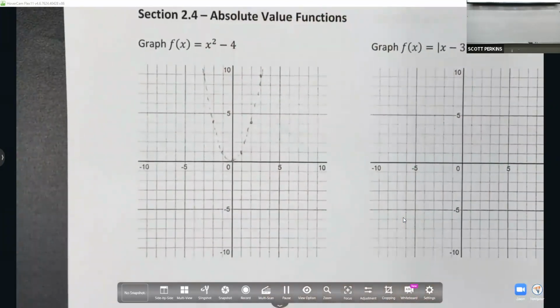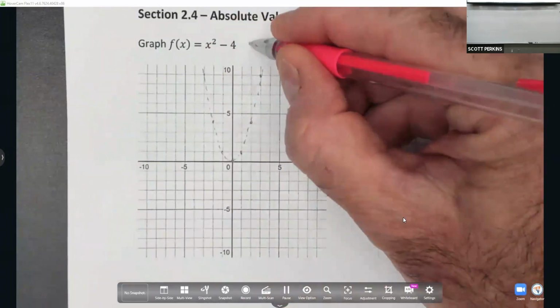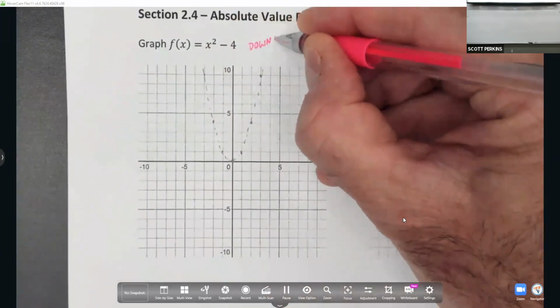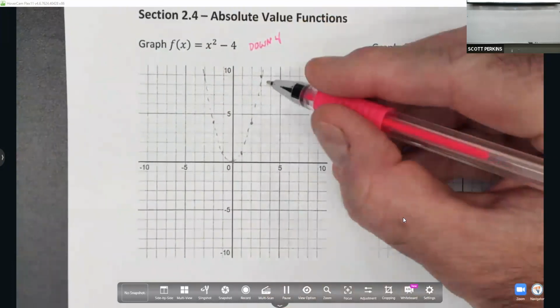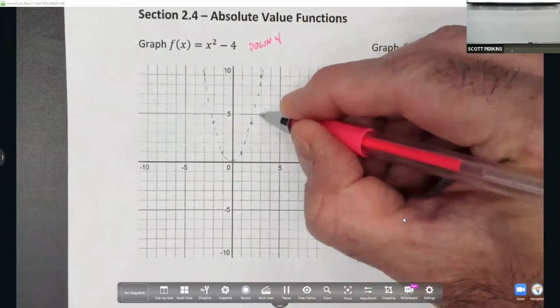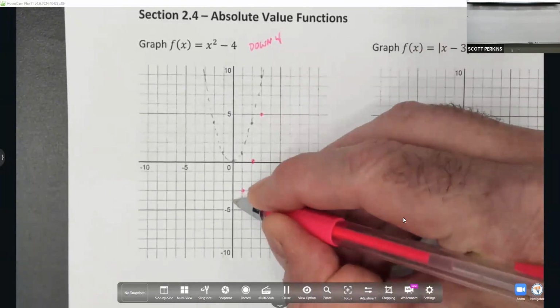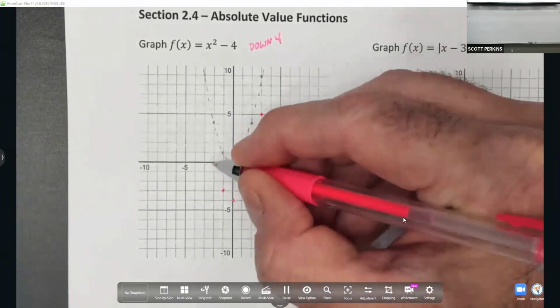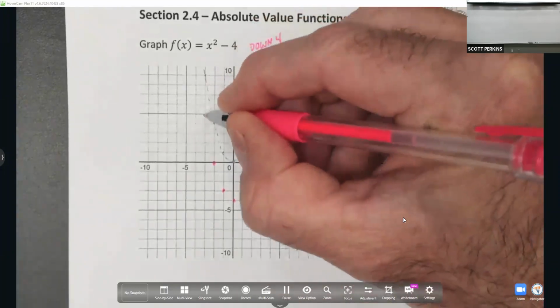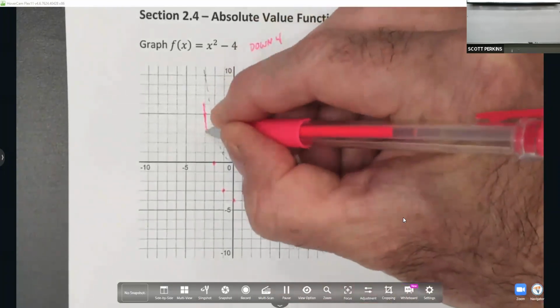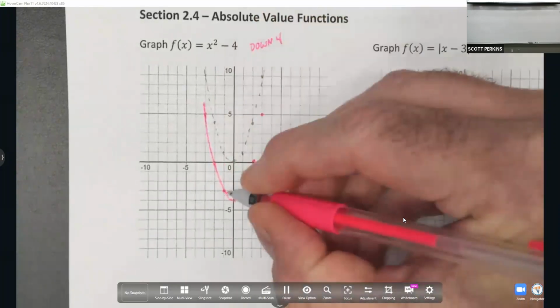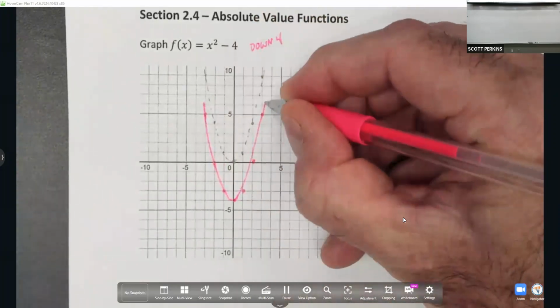And now what I'm going to do to that graph, because of the -4, is I'm going to take the whole thing down 4 units. So I'm going to take each of these points, 1, 2, 3, 4, 1, 2, 3, 4, 1, 2, 3, 4, 1, 2, 3, 4, and there's my graph that has been shifted down 4 units in lovely pink ink. Boom, there we go.